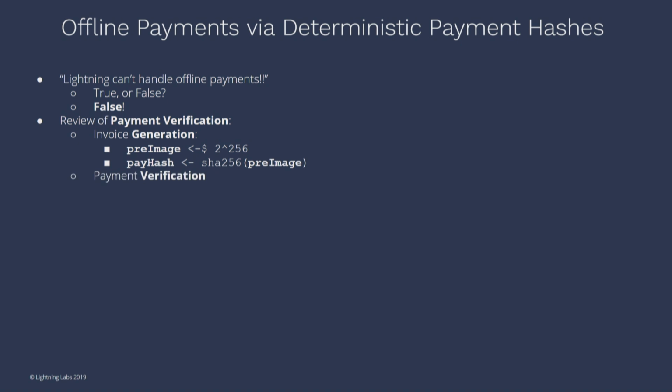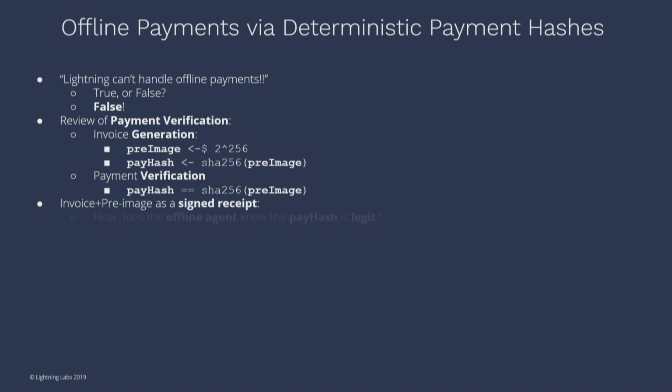Then we have payment verification. So this is the other side. Let's say I receive a new HTLC and now I want to settle the payment itself, or I just make sure that it actually matches. I take the preimage that I have, as the receiver, I hash that, and then I check that the payment hash matches the SHA-256 of the preimage. Now at this point, I know that the payment is valid and actually settled, and I move forward.